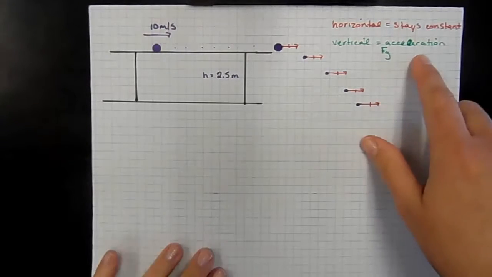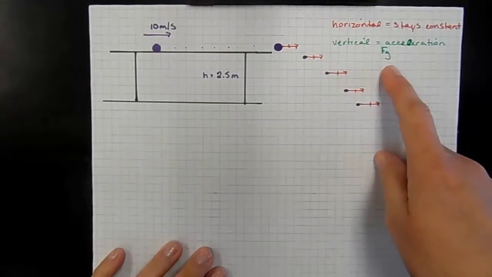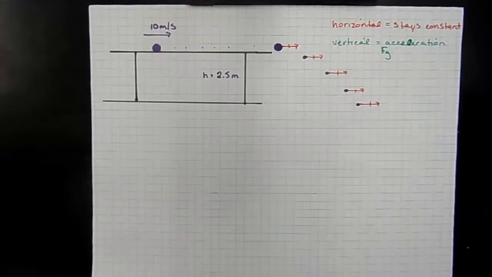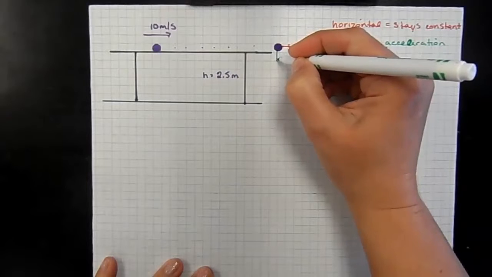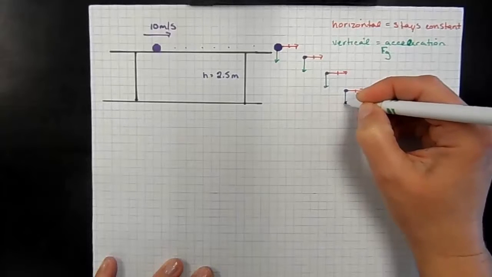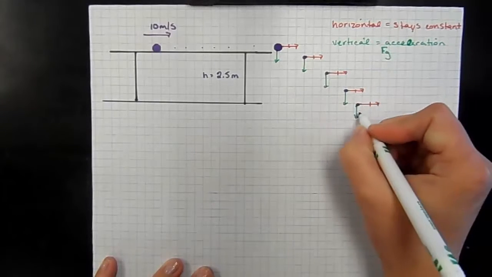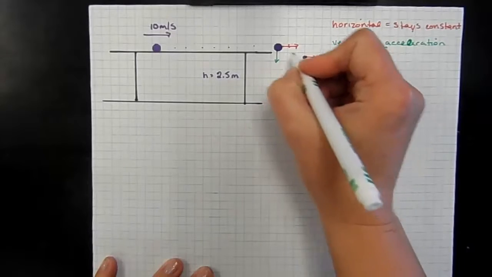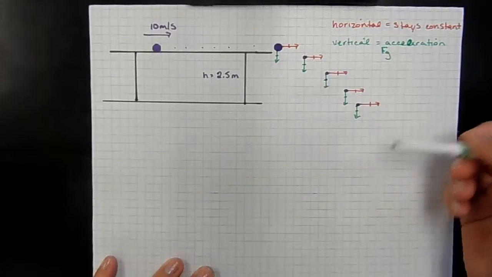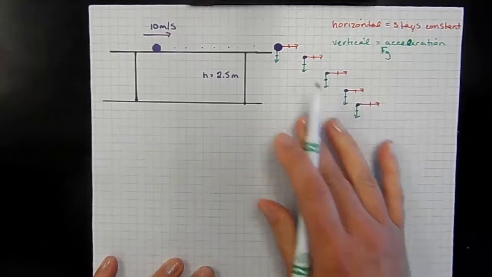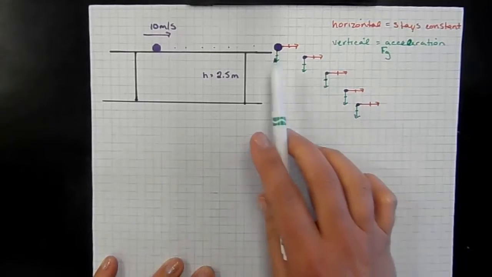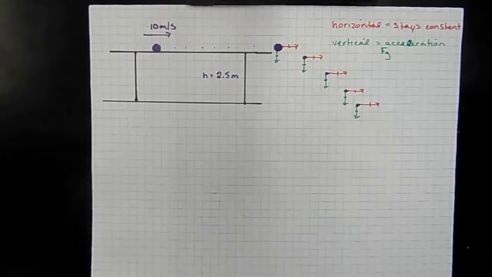Now, in the vertical direction, we have an acceleration. And since that acceleration is due to gravity, it's going to be constant. So our vertical acceleration is going to be the same. So this green arrow represents the vertical acceleration of our ball. And it's going to be constant because gravity is going to be constant in this situation. It's not going to change. Force of gravity is going to be the same here as it is here, as it is here. So that vertical acceleration is going to be constant.